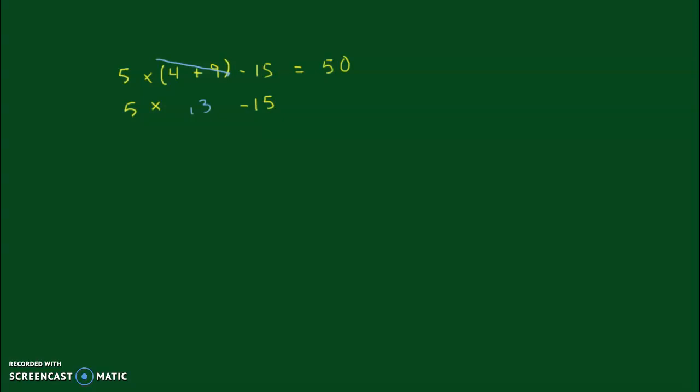5 times 13 is 65. I'm done with that part. So now I bring down my subtract 15. 65 subtract 15 is 50. So the correct answer for this is having the parentheses where I just did. 50 equals 50, so I knew I had the parentheses correct.